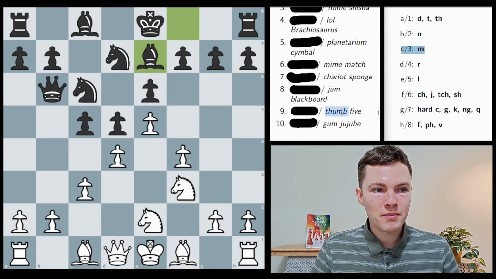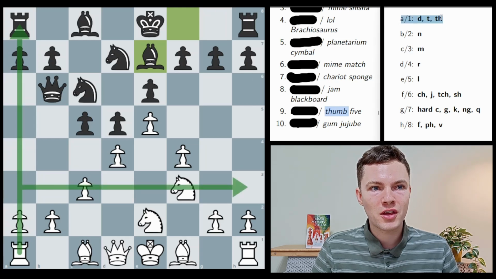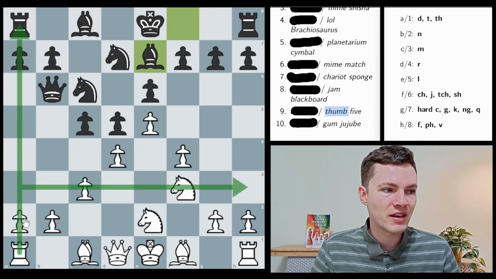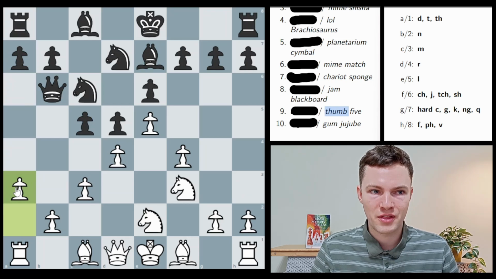White plays thumb. Th is the 1st file. M is the 3rd rank. It's a 1-syllable picture word, but it doesn't matter because only one piece can move there anyway, which is the pawn on a2 to a3.